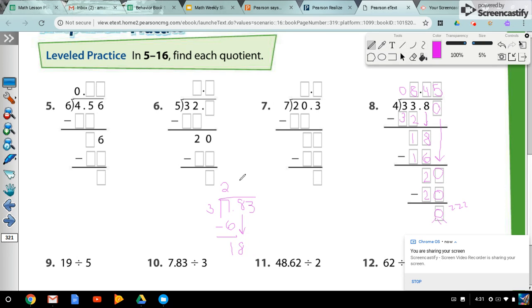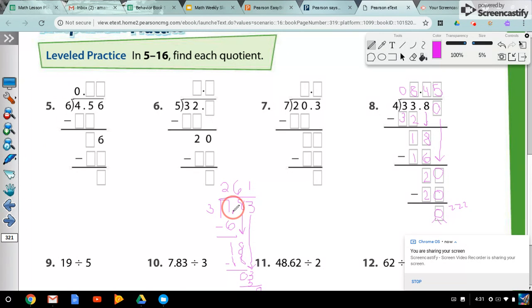3 goes into 18 6 times. That's 18. I'm going to subtract. That's 0. Now you might be tempted to stop because you remembered we said that once we get to 0 we can stop, but I still have another digit. That means I have to keep going until there are no more digits and I've subtracted to 0. So I still have to bring down that 3. 3 goes into 3 one time. 3 minus 3 is 0. And now I can stop.